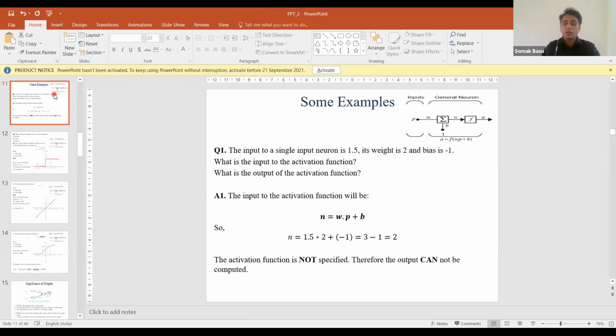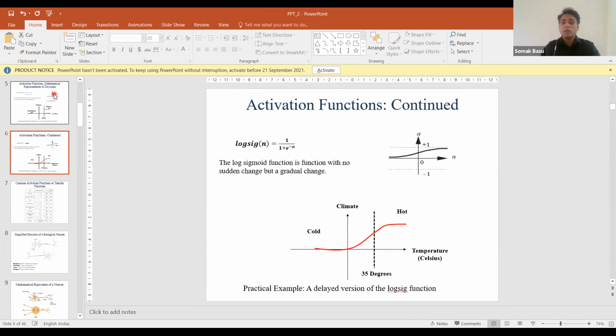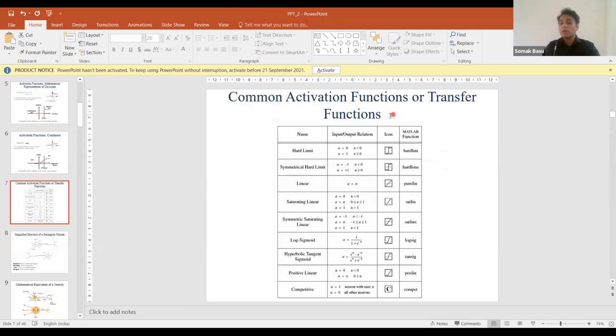I think in the previous lecture, I had already given you a list of all the common activation functions. So if someone thinks, from where am I getting these equations? The linear is this, y is equal to x or a is equal to n, the hard limiting function is something like this, log sigmoid function is something like this. So I had already given you the list of activation functions, okay? So activation functions are nothing but the way the neuron behaves.